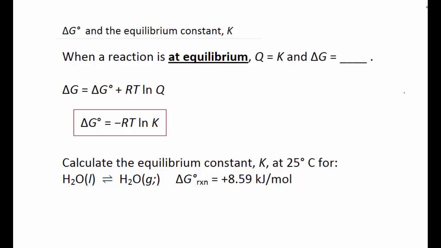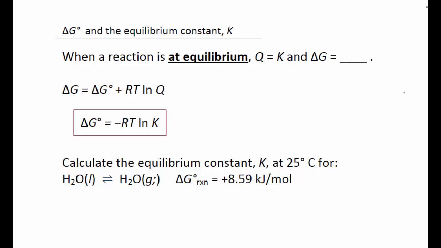Here's another place. When a reaction is at equilibrium, when we're finished changing, Q is equal to K. K is just what we have after we've reached equilibrium. Okay. Q is equal to K. When we're at equilibrium already, what is delta G? Because we're not changing anymore.